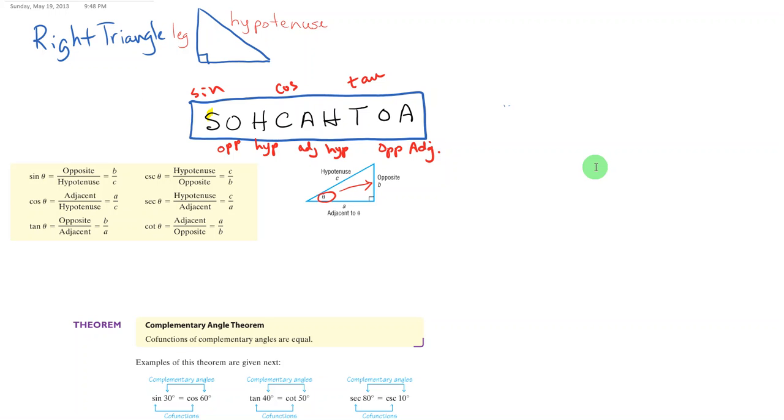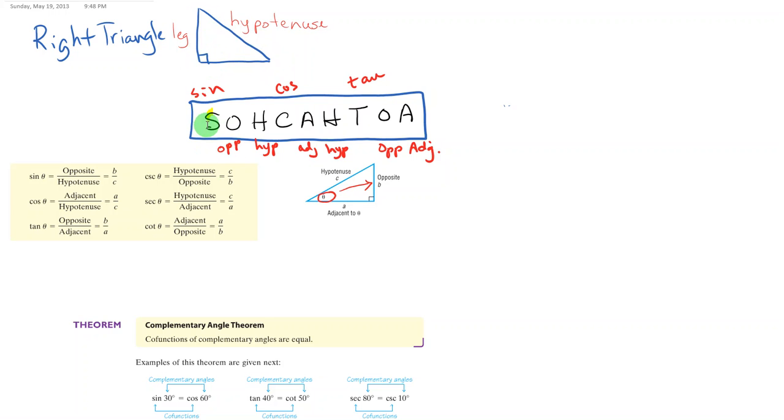This is section 8.1, and we're going to work mainly with solving right triangles. So the first thing we want to do is understand the language. In a right triangle, you have two legs, and you have the hypotenuse, which is across from the right angle.